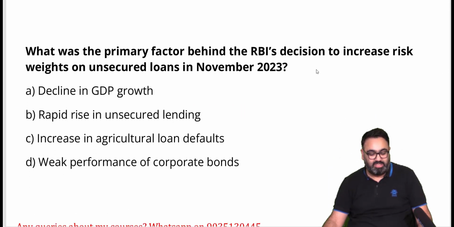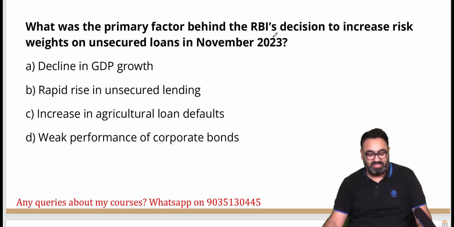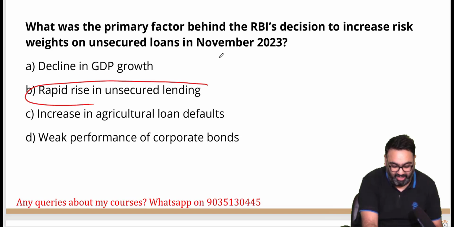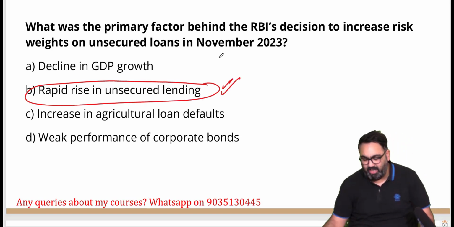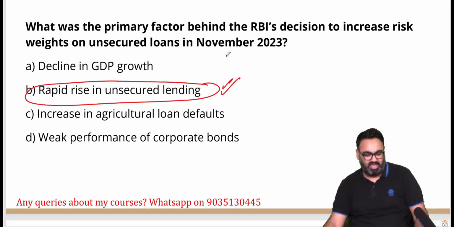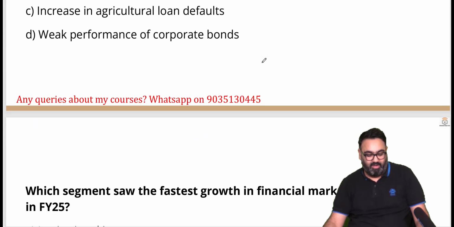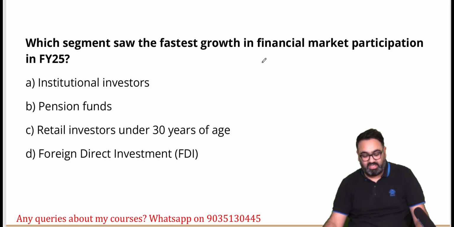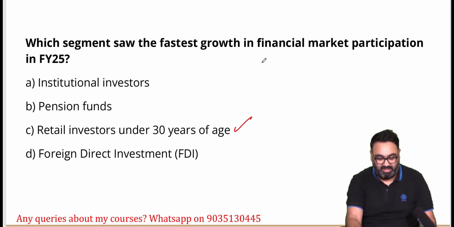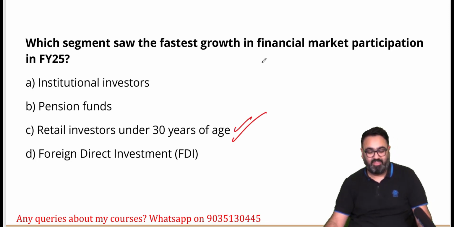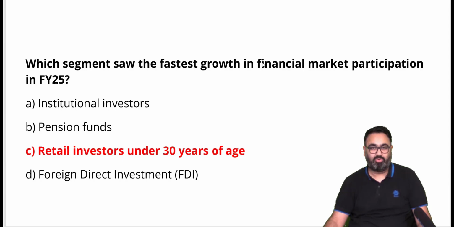Next, what was the primary factor behind RBI's decision to increase the risk weights on unsecured loans? Because of the rapid rise in unsecured lending. As we discussed, unsecured lending means credit card borrowing and personal loans that are unsecured. This is increasing, so RBI is not happy with that. One last question. Which segment saw the fastest growth in financial market participation in FY25? We discussed this. It is the retail sector under 30. This is the one that saw the most growth as compared to others.